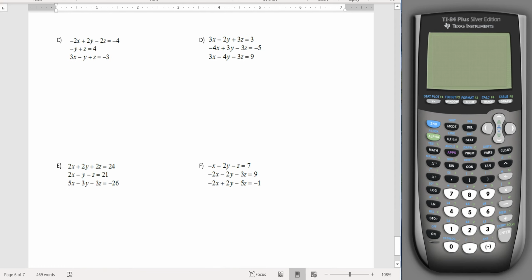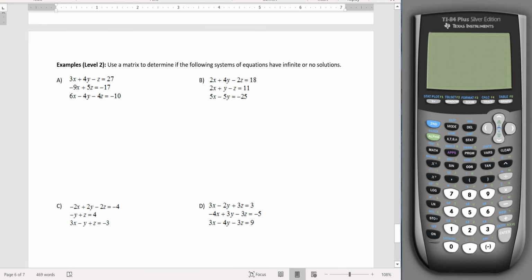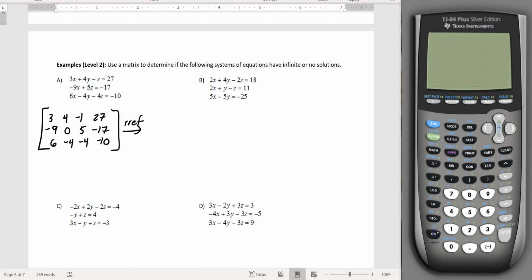So with that being said, let's try a couple of these on our own, see if there are infinite solutions, no solution, maybe there's one solution. Let's find out. So looking at letter A, we're still going to show that whole process. So the first step is an augmented matrix. So 3, 4, negative 1, 27, negative 9, 5, oh, see, this is where they almost get you. There was no y, 5z, negative 17, 6, negative 4, negative 4, negative 10, and we are going to RREF this matrix.